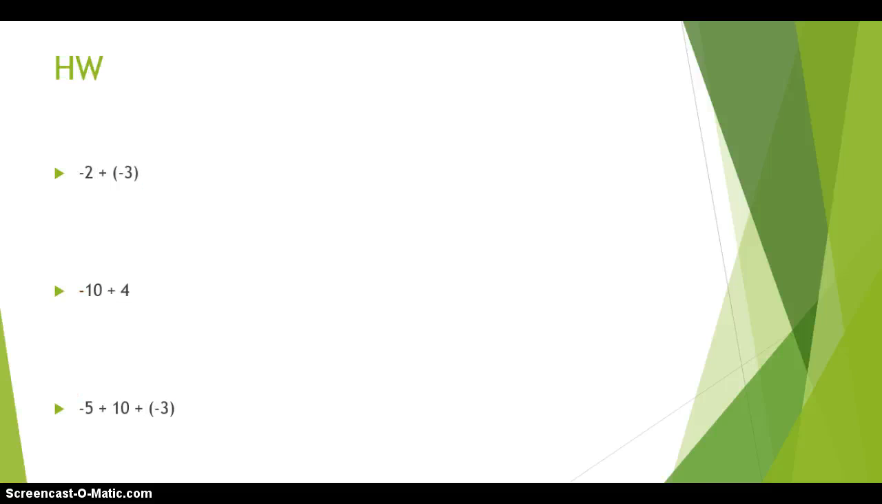And here's our homework. -2 plus -3, -10 plus 4, and then our third one, -5 plus 10 plus -3. So really remember the rules of what happens when we have the same sign, different signs. I will ask you this on Thursday. And then think about order of operations first before you decide on how we can finalize our answer in that third one.